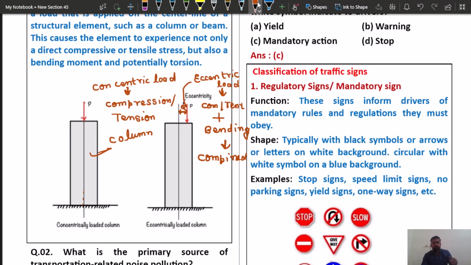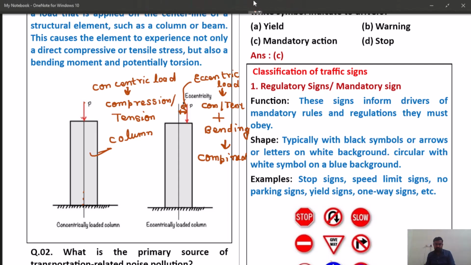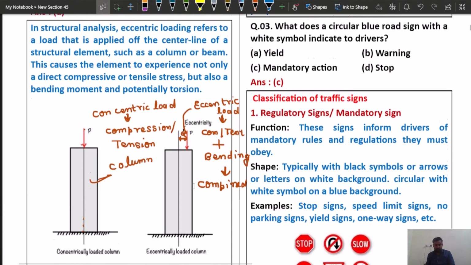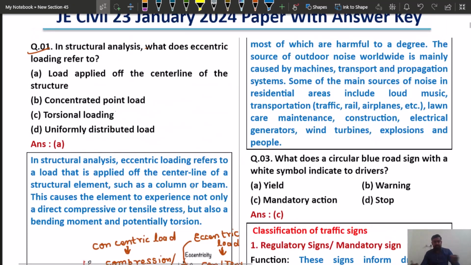So in our question, the eccentric load refers to load applied off the center of the structure. So option A will be correct. Now proceeding to the next question.